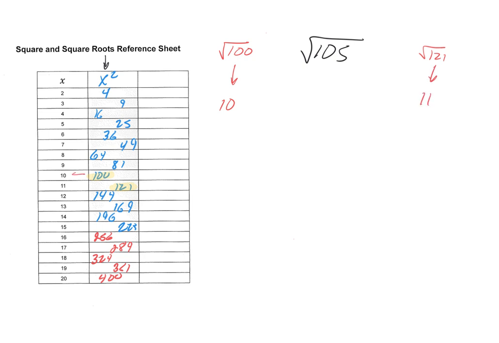If you're not sure, just on memorization, we can look at our reference sheet and see, well, if this is x squared, then we know that the square root of x squared is x, so this gives me what its square root is. So we know it's 10 and 11. That means I know that my answer is going to be 10 point something because it's falling in between the perfect squares of 10 and 11.